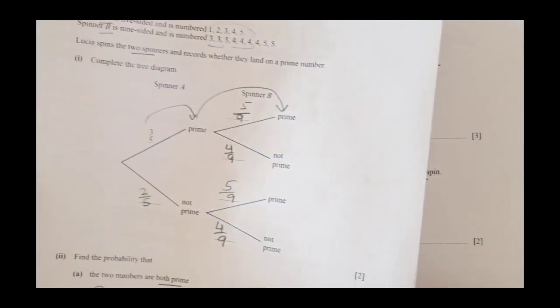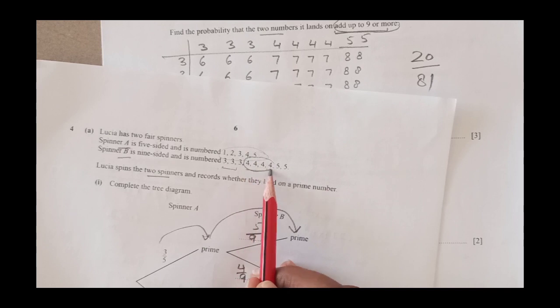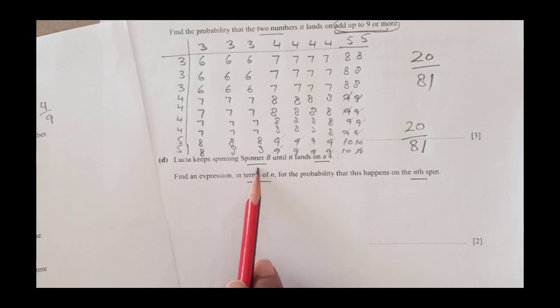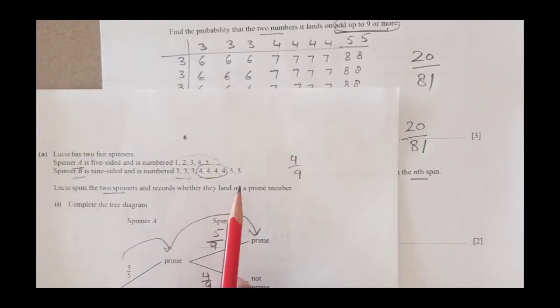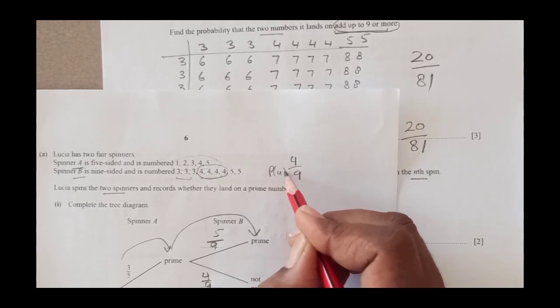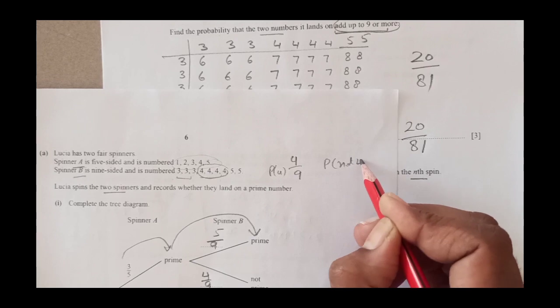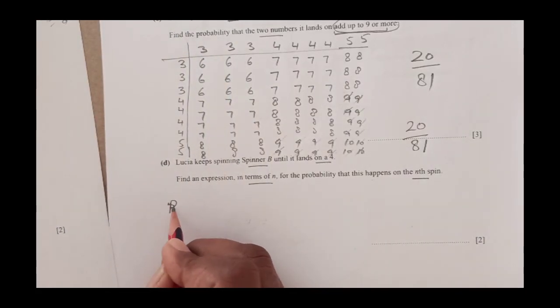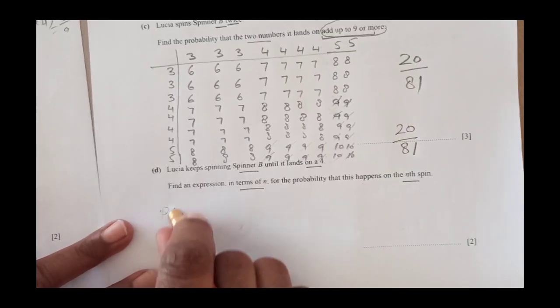So now we are talking about spinner B. Spinner B is here. 4 is coming 4 times, so 4 out of 9. It keeps on spinning until getting 4. So the probability of getting 4 is 4 over 9 and the probability of not getting 4 is the remaining 5 over 9, right? So it is going to spin until it gets 4.